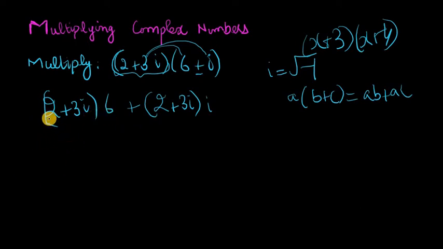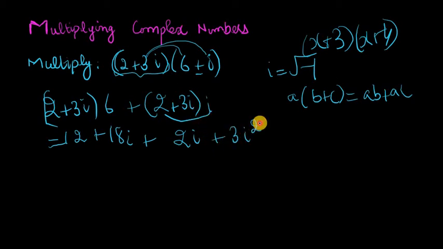So when I multiply a 2 times a 6, I get a 12, and then a 3i times 6 is going to be 18i. Then we have a 2 plus a 3i times the i. So the i is first going to multiply with the 2, and that's going to give us a 2i. And then the i times the 3i, that's going to be 3i squared, because we have 2 i's here. And this 3i squared will just become a -3.